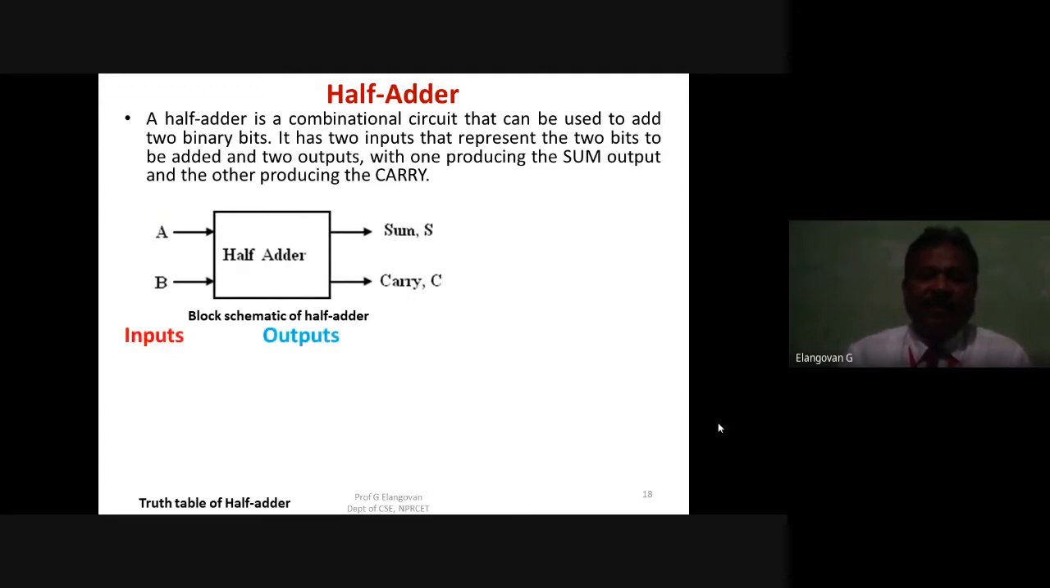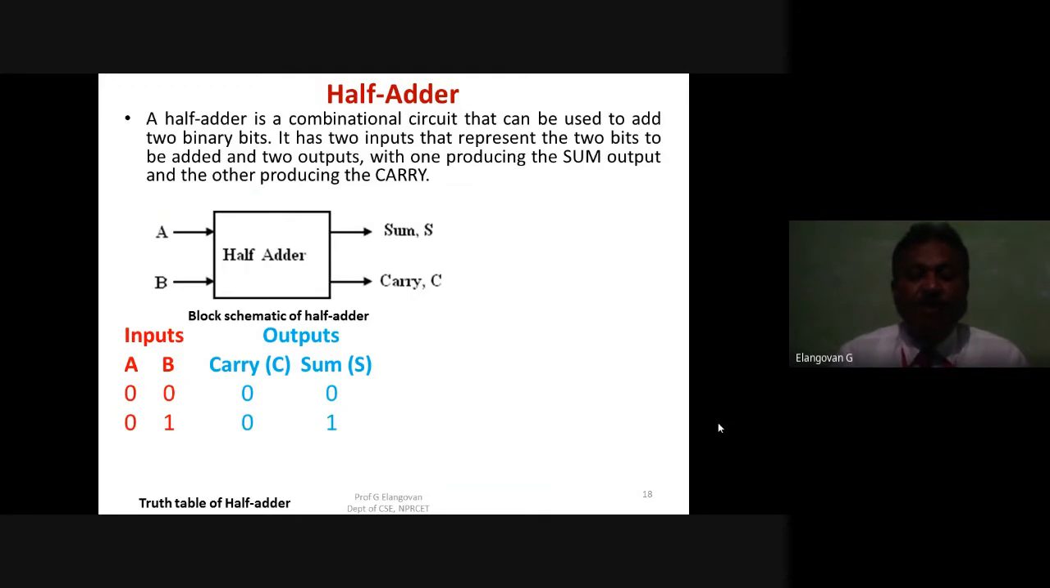So the truth table we can draw with the two inputs A and B, and carry and sum. When both are 0 0, if you are adding two zeros, the sum is 0, carry is also 0. If you are adding 0 plus 1, the sum is 1, it does not generate any carry, so the carry is 0. Or if you are adding 1 and 0, again the same, the output sum is going to be 1, and it does not generate a carry, so the carry is 0. But if you are adding 1 and 1, the sum is 0, and now it generated a carry 1. So this is the truth table.